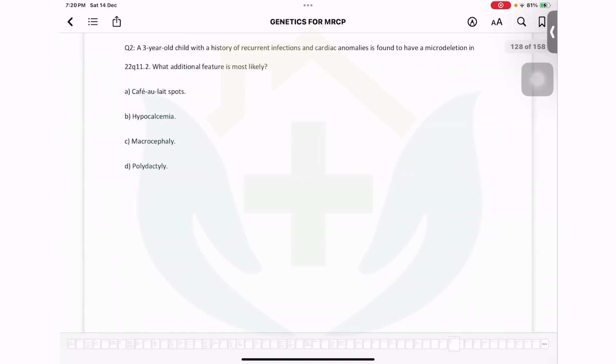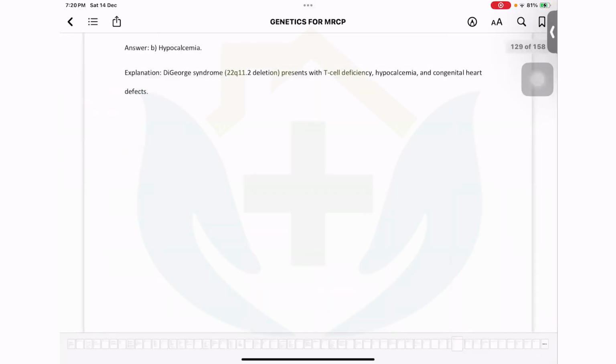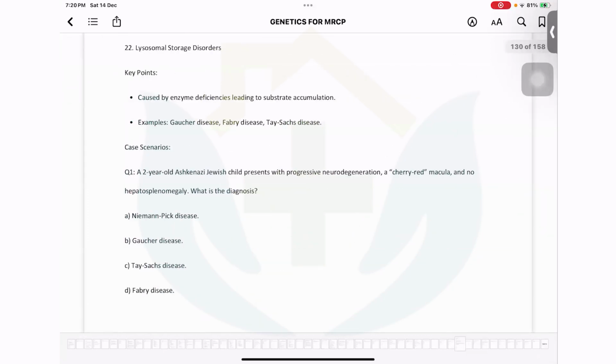A 3-year-old child with history of recurrent infection and cardiac anomalies is found to have a microdeletion in 22q11.2. What additional feature is most likely? Hypocalcemia. Wonderful. So, you guys are very well prepared now. You can go and just win the exam.